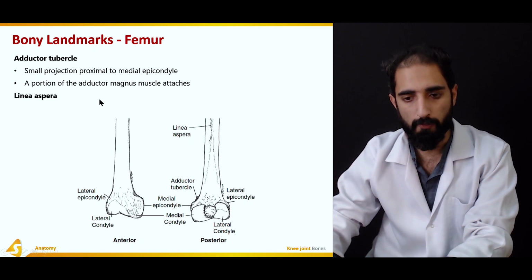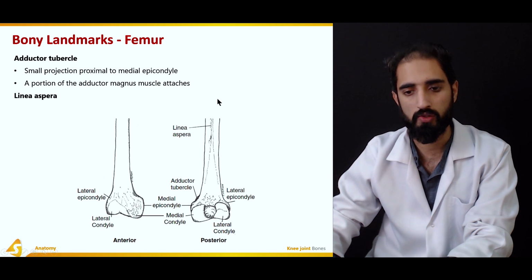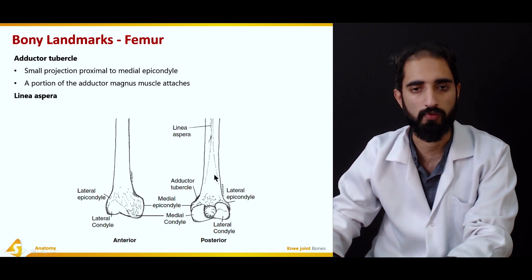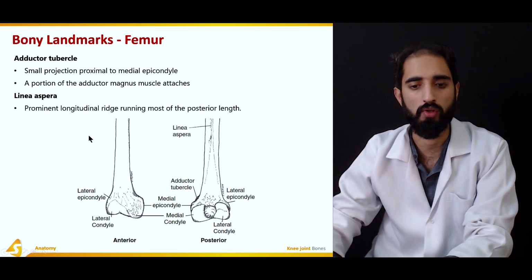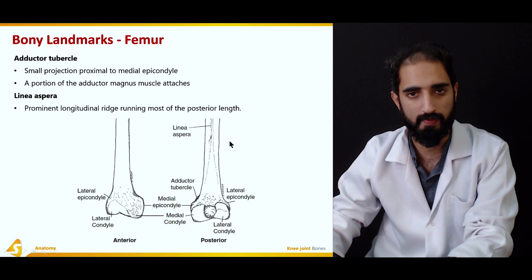Moreover, if we look at the posterior aspect of the femur, we can see this ridge or line here, or we can also call it a crest. This crest or ridge on the posterior aspect of the femur is known as the linea aspera, and it is a permanent longitudinal ridge running most of the posterior length, as I already mentioned.